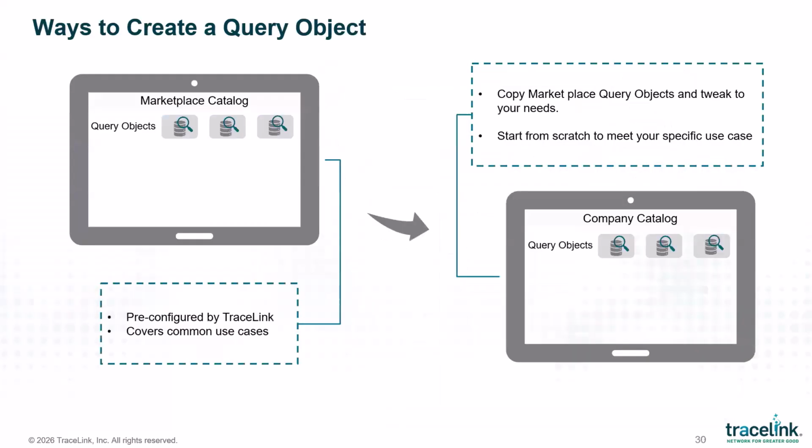There are two main ways to create a query object in ORD. First, you can start with the marketplace catalog. These query objects are pre-configured by TraceLink and cover common use cases. You can simply copy one into your company catalog and then tweak it to meet your specific needs. The second option is to create a new query object from scratch. This is ideal when you have a unique use case that isn't covered by the marketplace options.